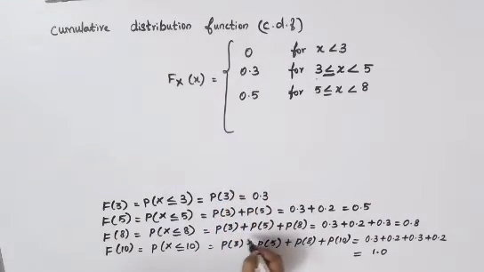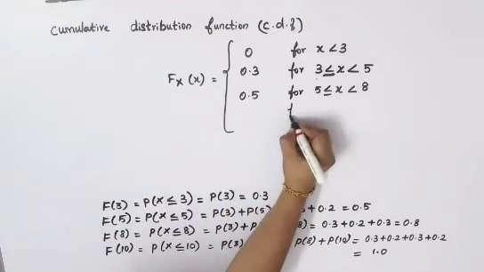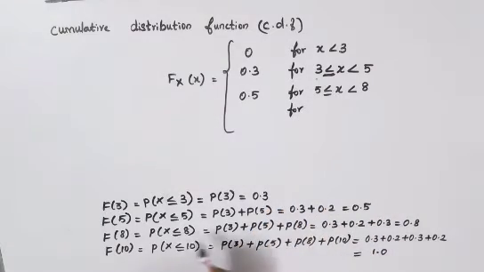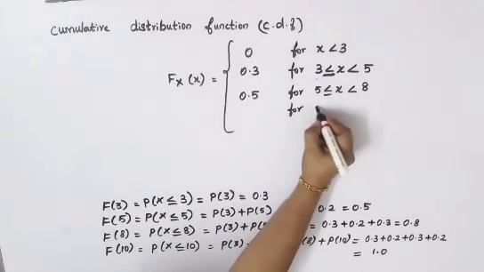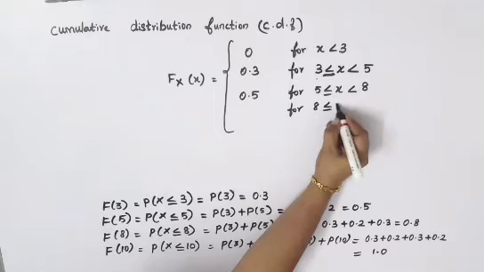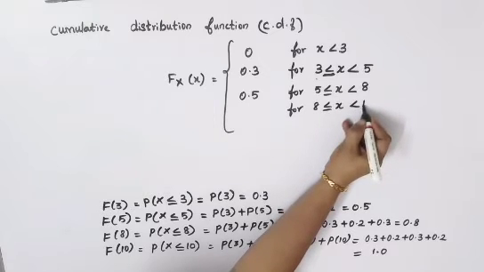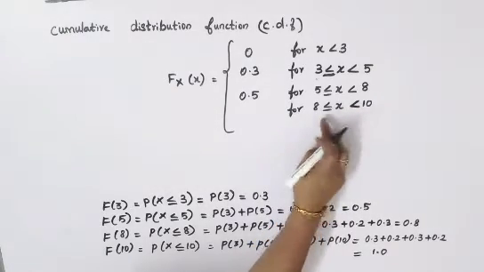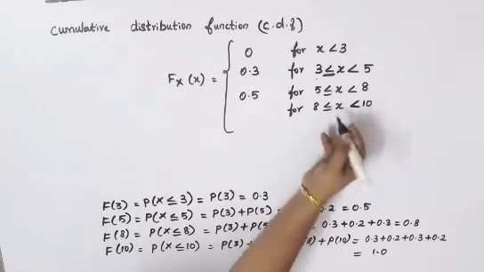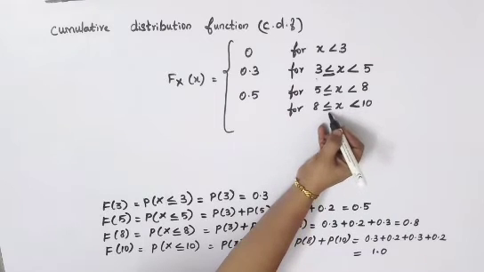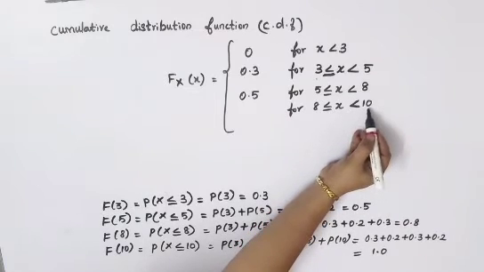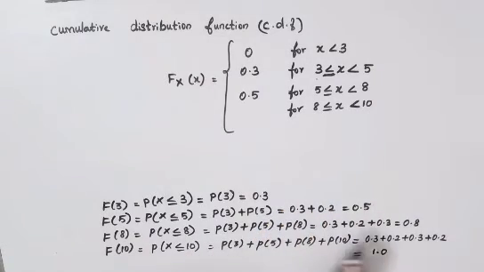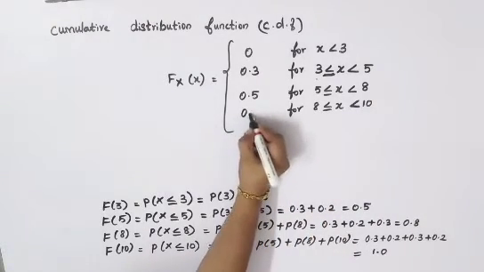The next one, go to your next interval, from 8 to 10. So 8 is included: 8 is less than or equal to x, and 10 is not included, so don't put less than or equal to, write only less than. You can see the difference between this and this. Here 8 is included, so you put less than or equal to; 10 is not included, just leave it as less than. So the value for 8 is 0.8.